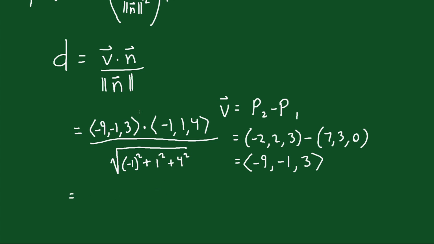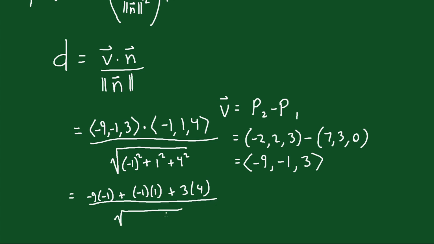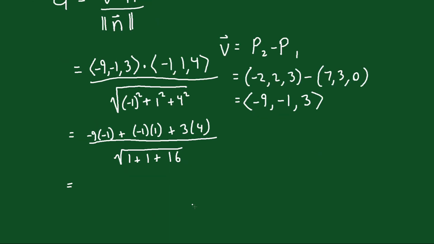Okay, so let's do this calculation. Dot product, -9 times -1 plus -1 times 1 plus 3 times 4, divided by the square root of 1 plus 1 plus 16. Square all those values. And I'm just going to plug this into my calculator right now and see what I get. So we end up getting 20 over the square root of 18.